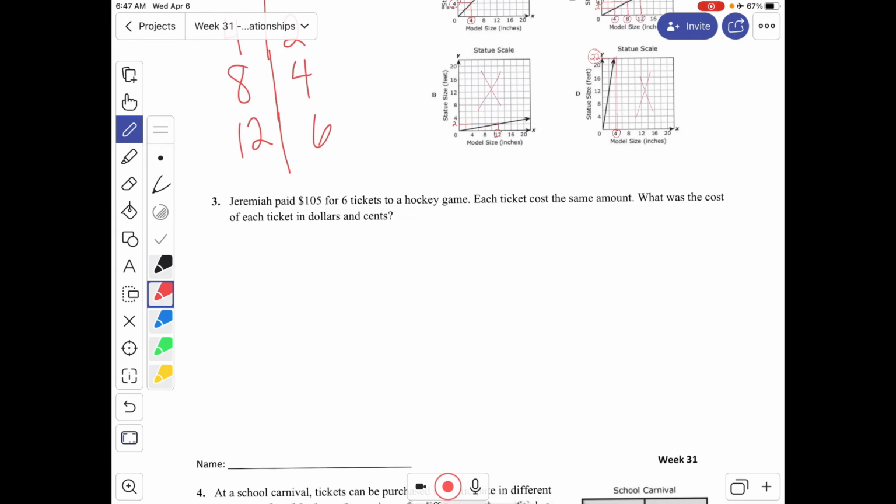Number 3, Jeremiah paid $105 for 6 tickets to a hockey game. Each ticket cost the same amount. What was the cost of each ticket in dollars and cents? Well, you could set up a proportion where they're comparing price to tickets and we're trying to figure out how much one ticket would be.